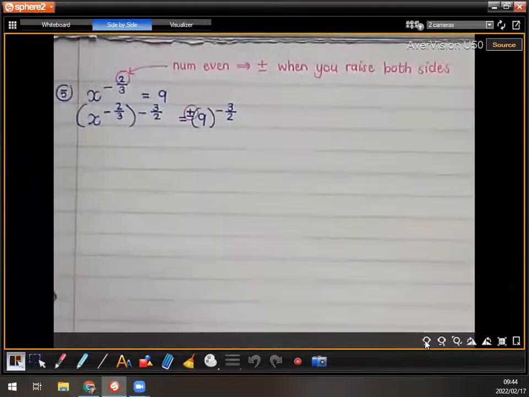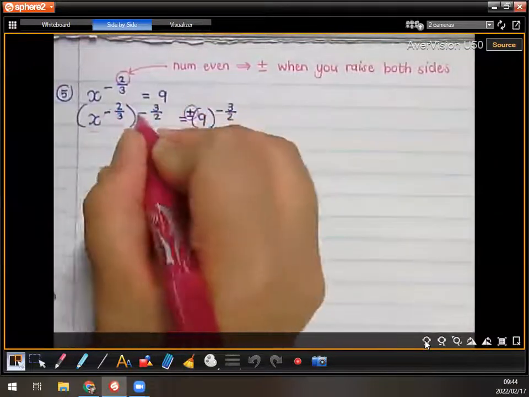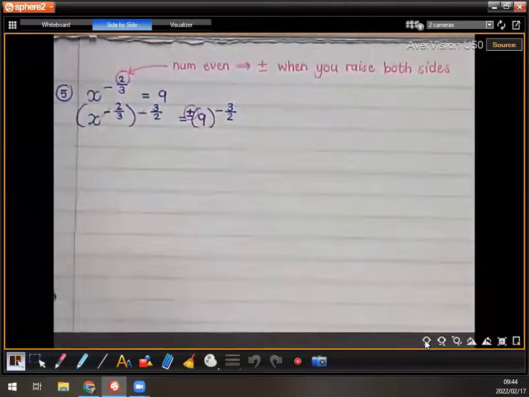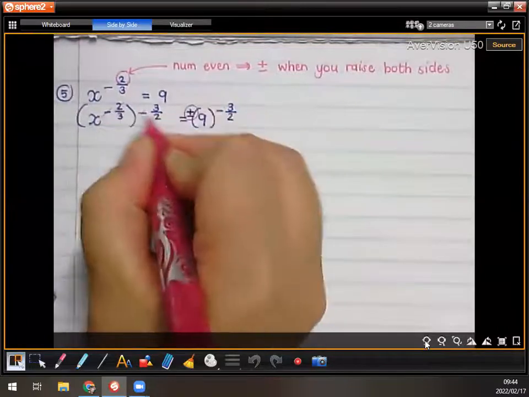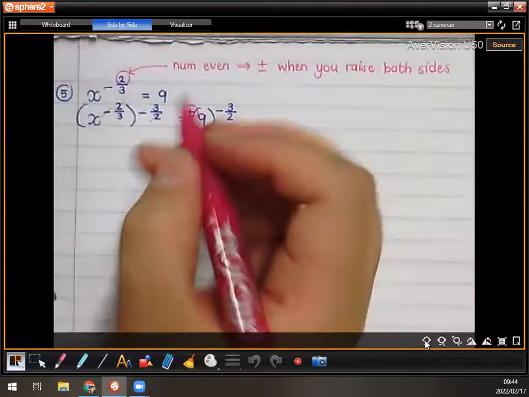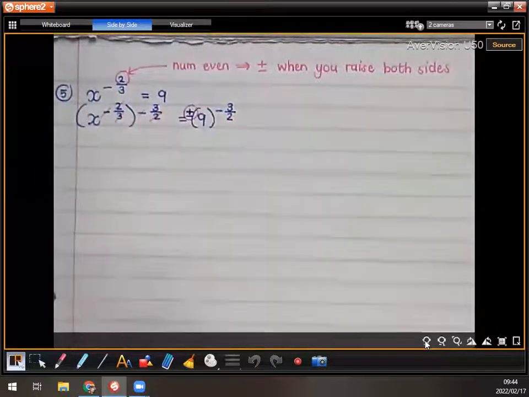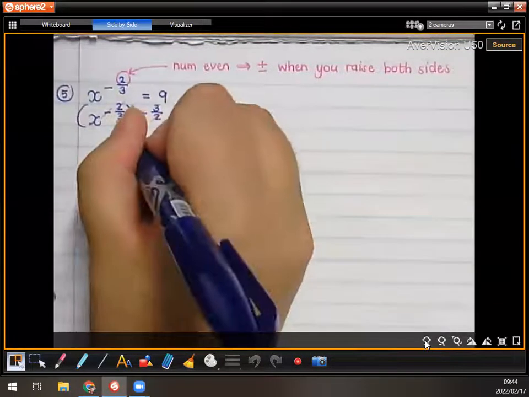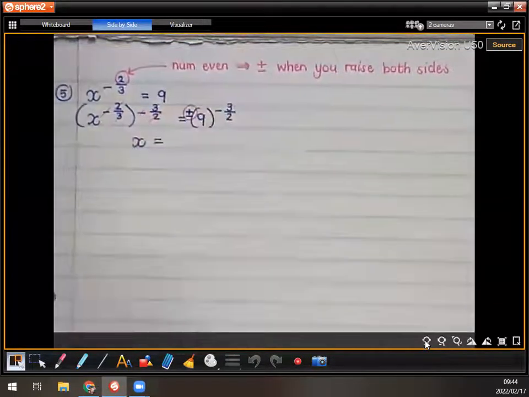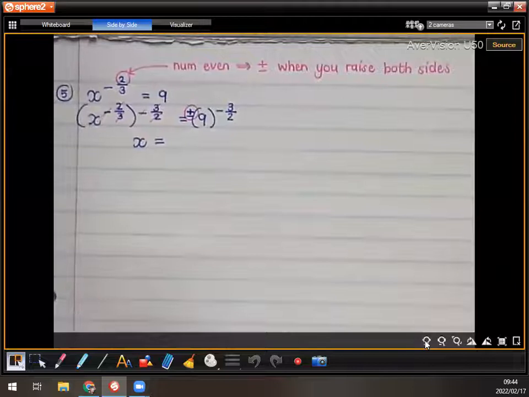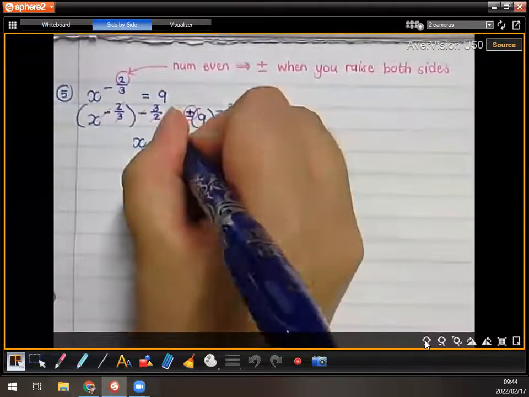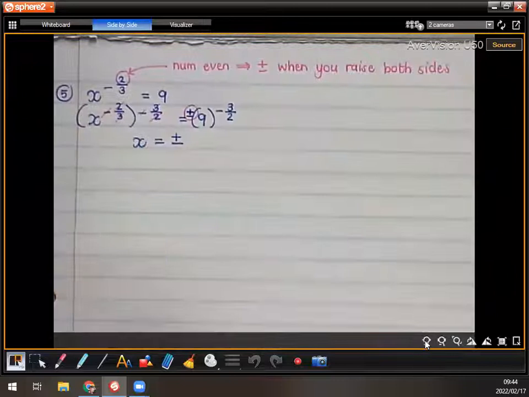Now we're going to say that the minuses are going to cancel out, right? The negative times the negative is the positive. The 2's are going to cancel out, and the 3's are going to cancel out. So I'm going to be left with x to the 1, x to the positive 1. You don't have to put that 1 there, you can if you want. Plus, minus.